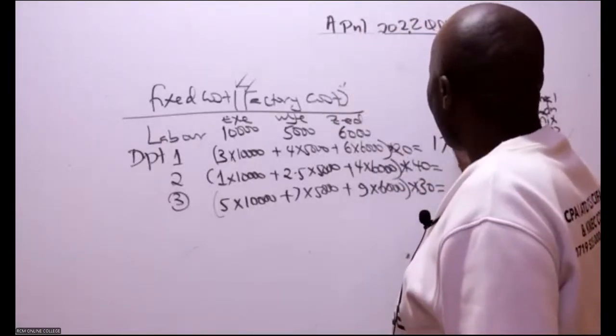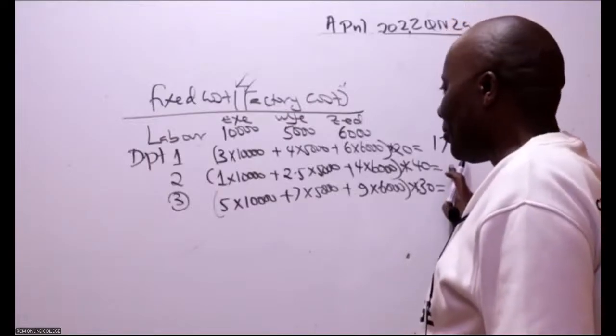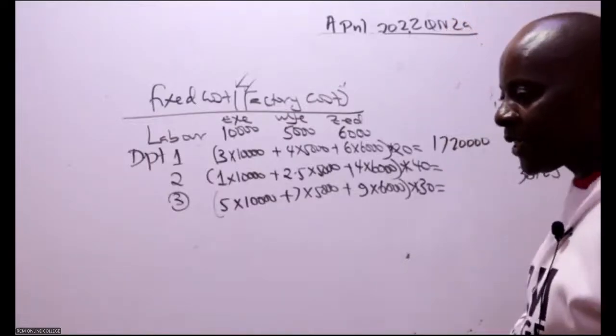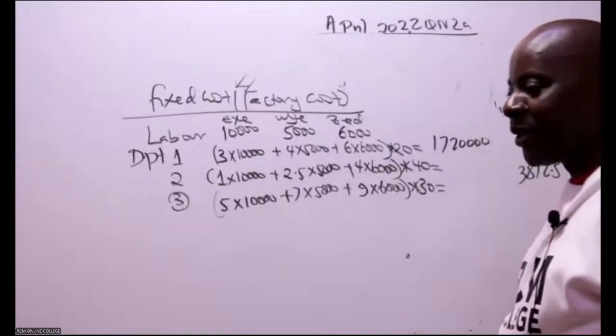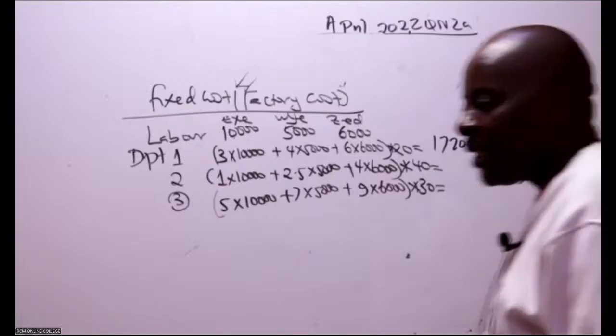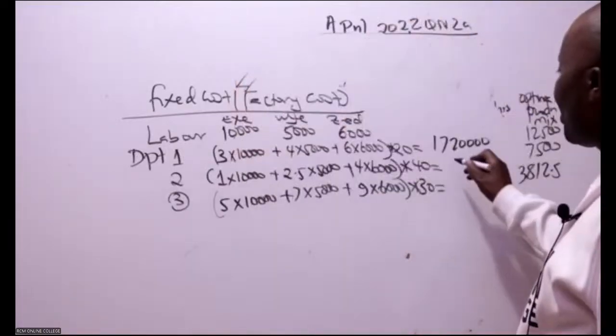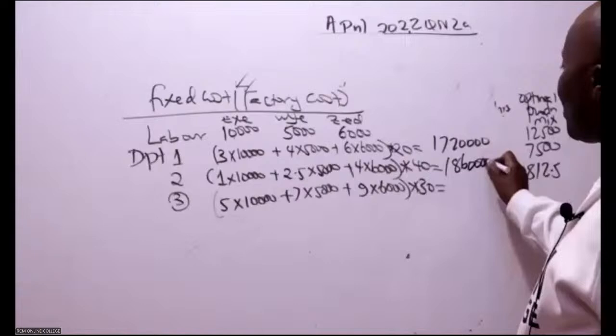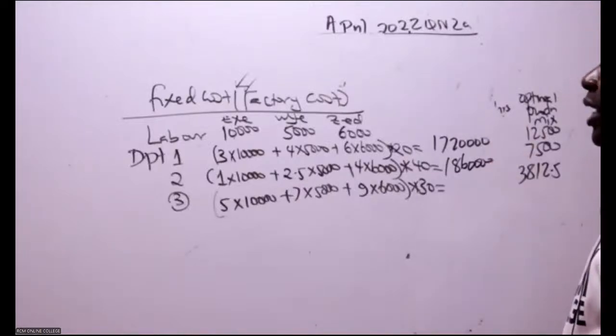1,720,000. Thank you so much. Then come to the second one, open bracket. Okay, great. So open bracket, 1 times 10,000 plus 2.5 times 5,000 plus 4 times 6,000, times 40. So they're getting here 1,860,000. And then, ladies and gentlemen, we have Department 3.